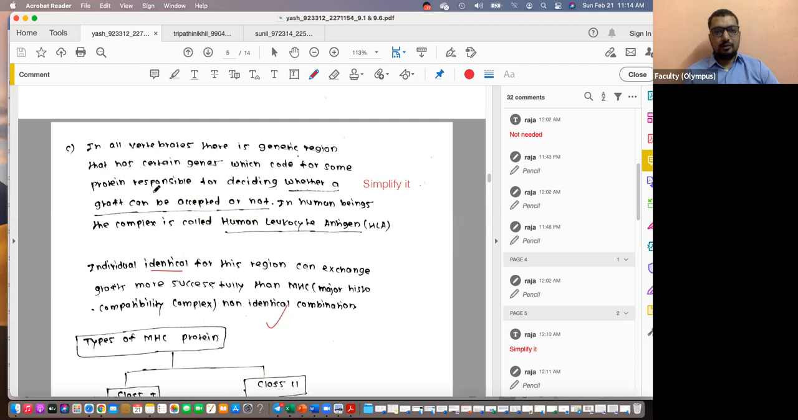All vertebrates, there is genetic region that has certain genes which code for some protein responsible for deciding whether a graft can be accepted or not. Don't use long sentences. Sentences have to be crisp and short. Four lines of sentence would not make sense to the examiner. Always use short sentences. So what do I write here? In all vertebrates, there are genetic regions which are different, which show polymorphic nature. Okay, so you are trying to define here genetic marker. So genetic polymorphism, genetic marker you are linking. You don't need to stretch so much for that.